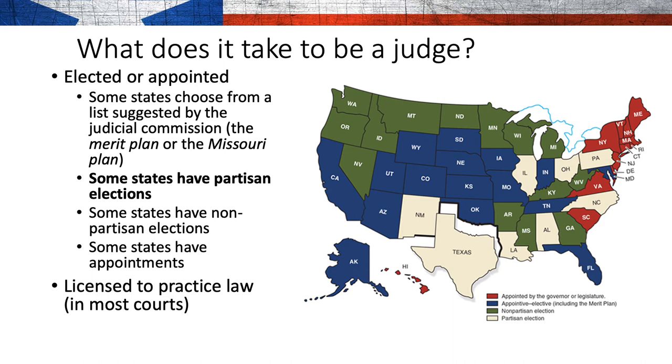So what does it take to be a judge? You can either be elected or appointed, so it varies state by state. Some judges are chosen from a list suggested by a judicial commission, a kind of neutral commission. This is called the Merit Plan or the Missouri Plan. Some states have partisan elections, some states have nonpartisan elections, and some states have appointments. Texas has partisan elections. But you can see how everything varies greatly.